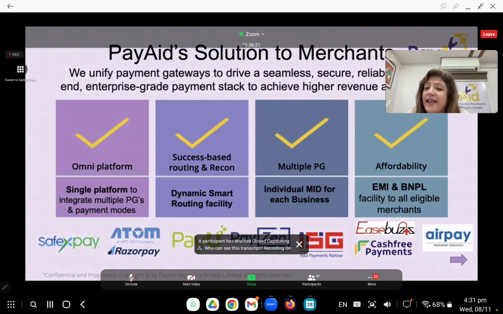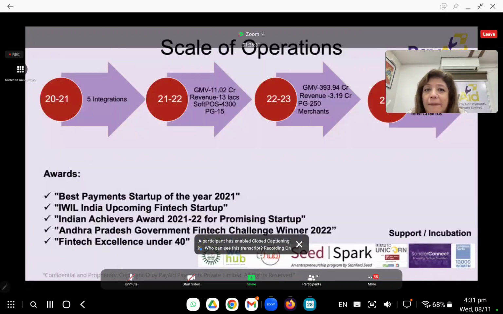Each business gets their individual MID. And since we're working with so many of the payment gateways and aggregators, we're able to offer all the businesses affordability as well. As far as our scale of operations, well, we started in 2021. Integrations seem to be a continuous process for us, as there are aggregators who keep getting in and out of the RBI list. So we started with 5 integrations. As of now, we have 18.